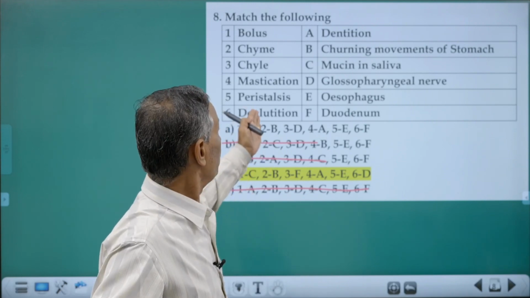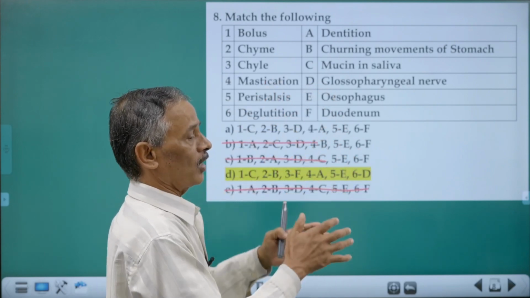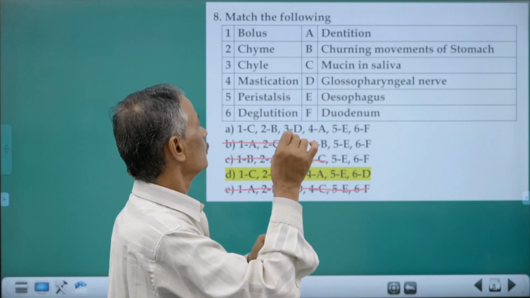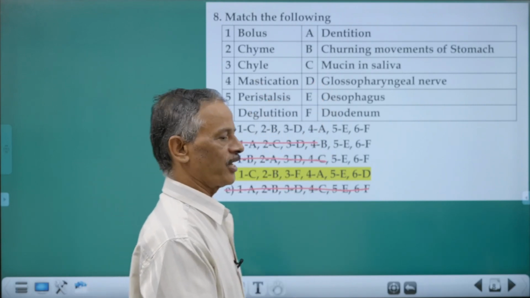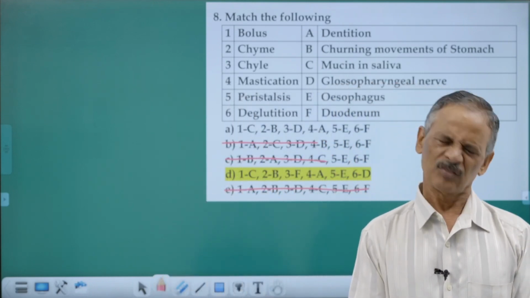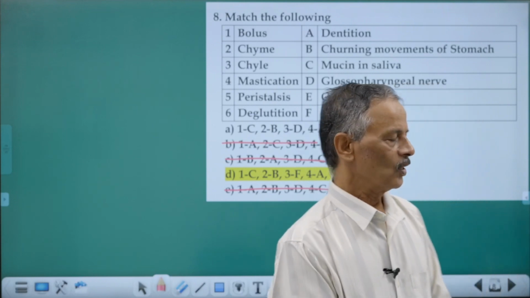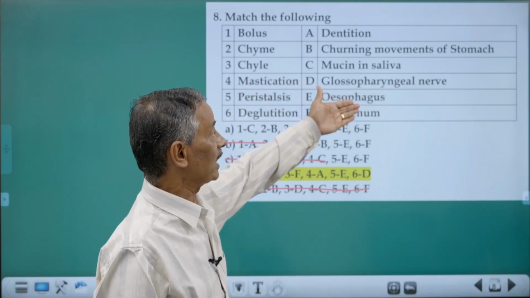Then we have peristalsis. What is peristalsis? The movement of the conduction of the food through the esophagus. So it is esophagus. And deglutition. What is deglutition? It is swallowing. Simply, we can say that it is swallowing. So it is with the help of the glossopharyngeal nerve.